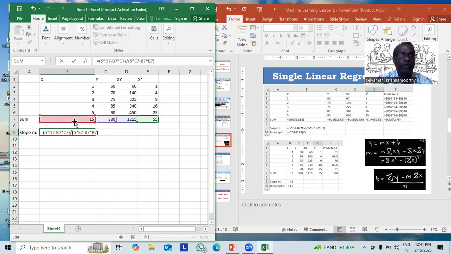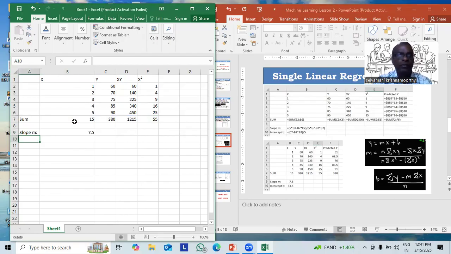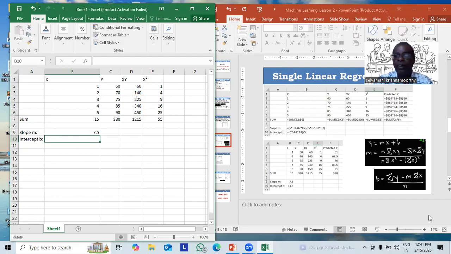So far, no problem. I hope it is clear. Let me check. So I got 7.5, which is the slope of the straight line. Same way, I can get b, the intercept on the y-axis. What is the formula for this? Already we know very well: sigma y minus m sigma x divided by n. Open bracket equal to open bracket.